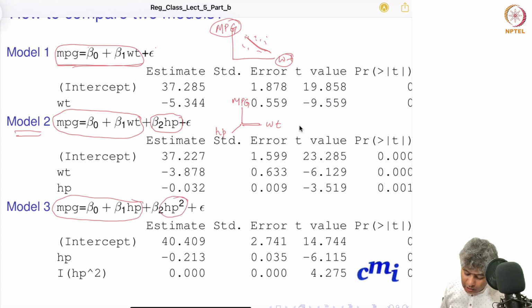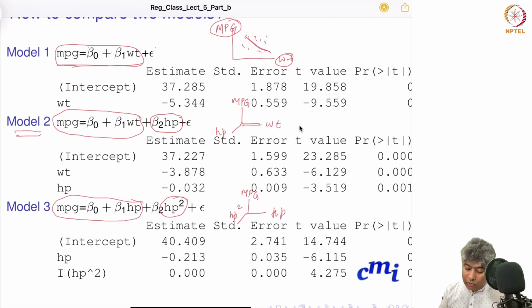So that means it's a 2D model, but you are engineering a third axis, horsepower square, along with horsepower, and putting miles per gallon on the third axis. So basically, two-dimensional data with the engineered feature, you are putting it in three dimensions.